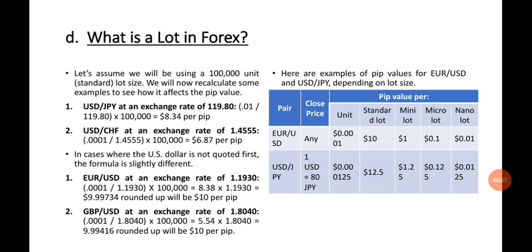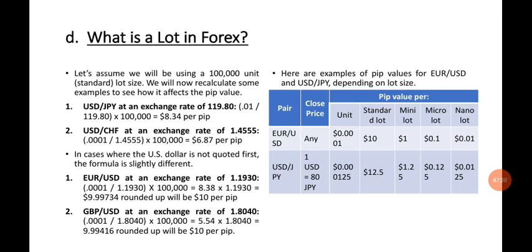Great British Pound versus United States dollar, at an exchange rate of 1.8040. Again, 1 pip, which is 0.0001, divided by our exchange rate, which is 1.8040, times 100,000 units. That's our standard lot. It will now be equal to 5.54 times 1.8040, which will now give us 9.99418, rounded up to about $10 per pip.